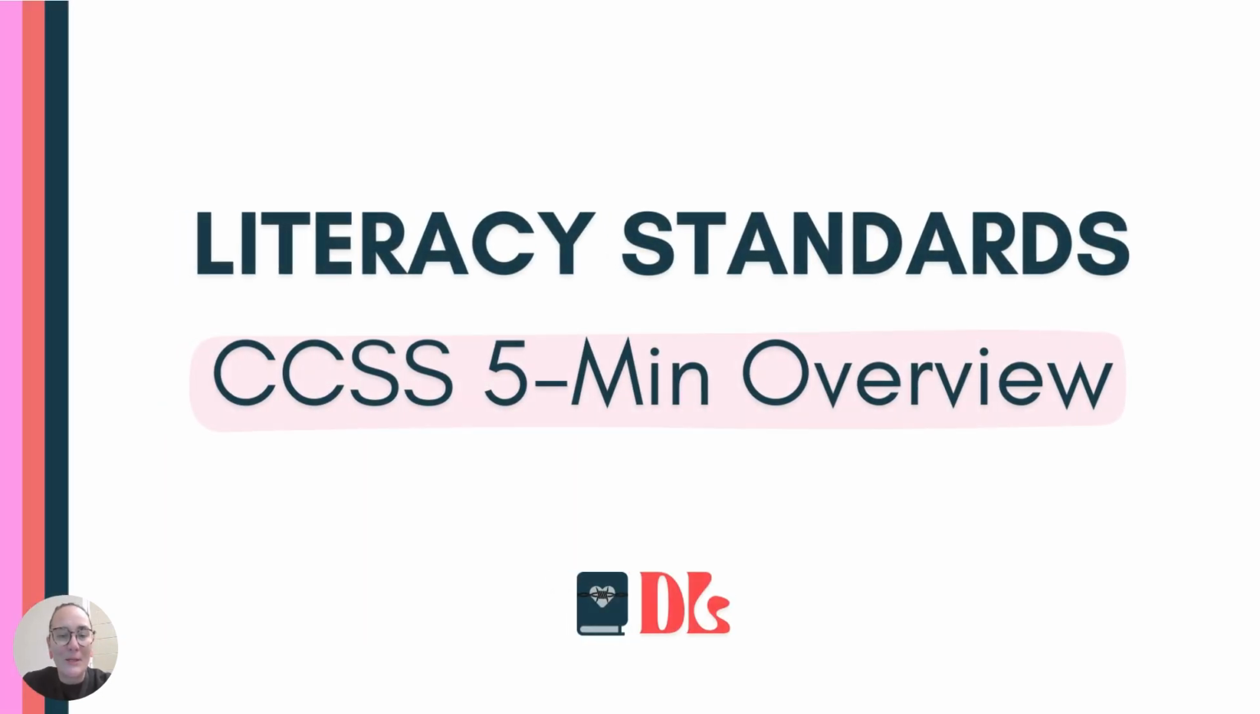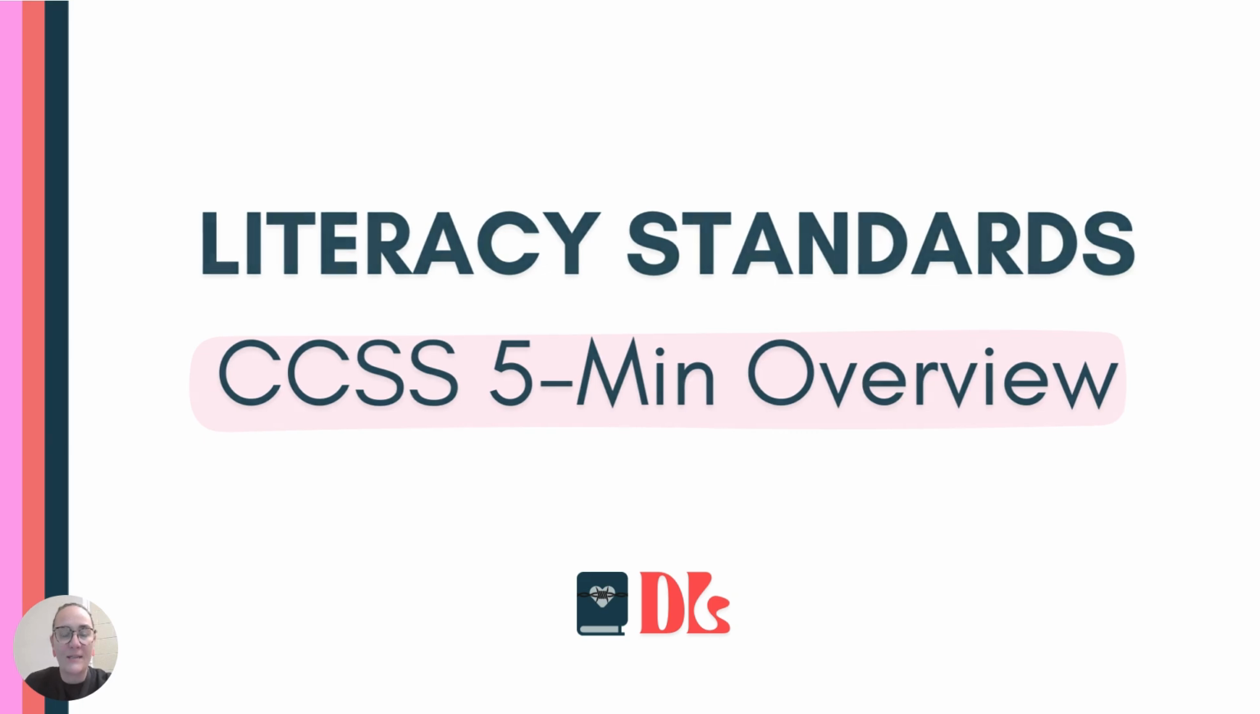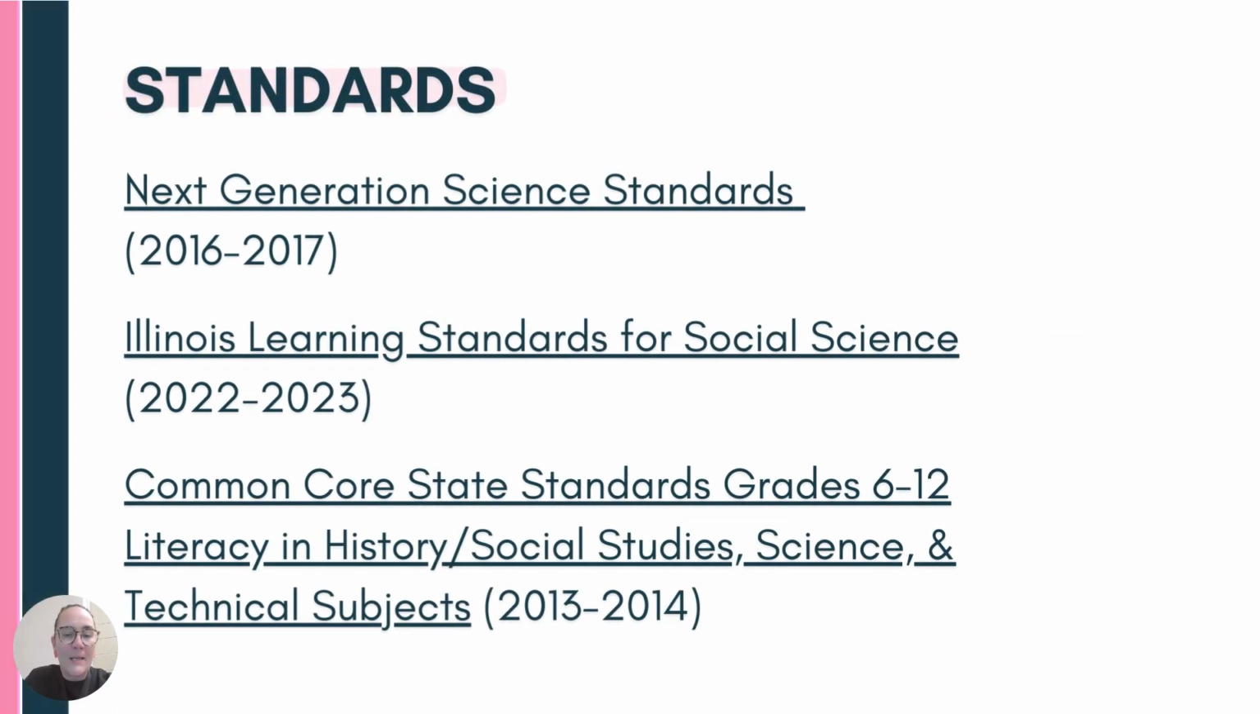I'm your literacy specialist, and this is a 5-minute overview of the Common Core state standards as they relate to literacy in both science and social studies. To begin, the 3 sets of standards that you're looking at as a science and social studies teacher are the Next Generation Science Standards, which were adopted for implementation in Illinois in 2016-2017. The Illinois Learning Standards for Social Science, which were newly updated for implementation in 2022-2023.